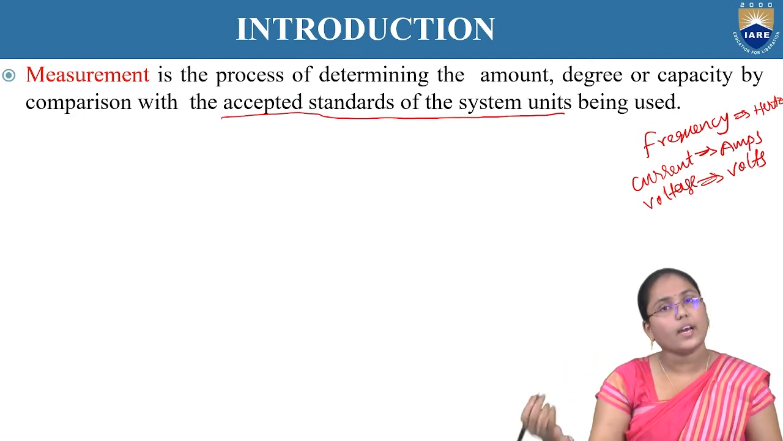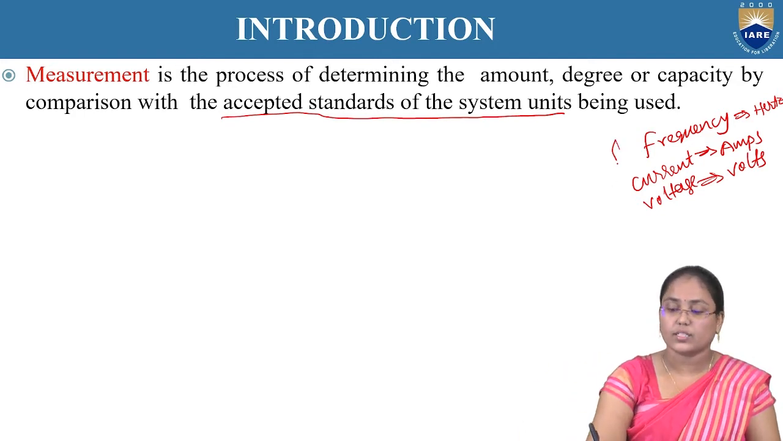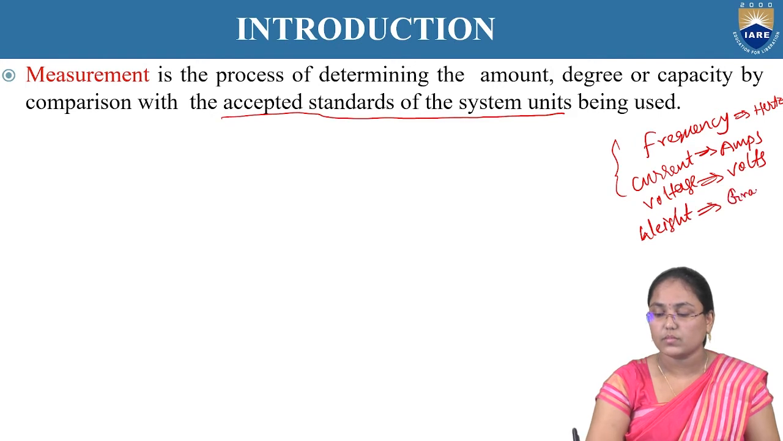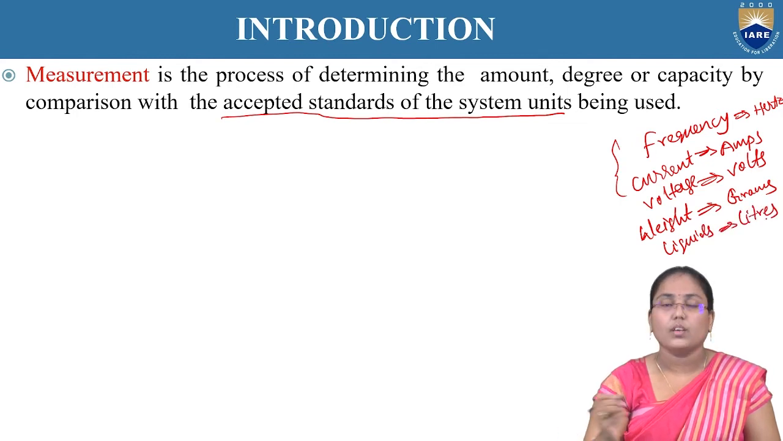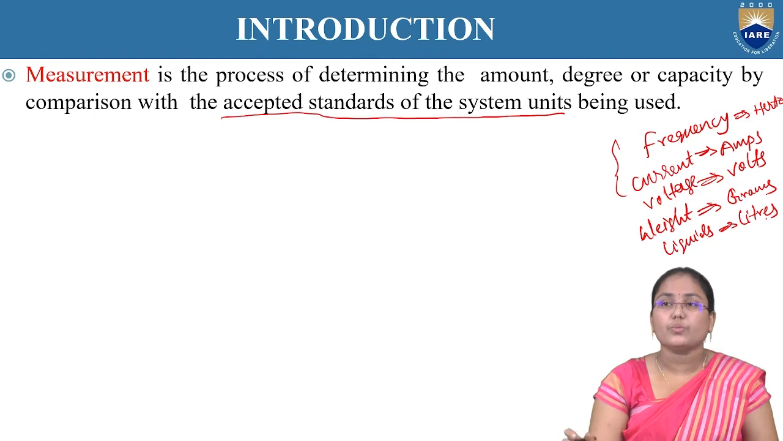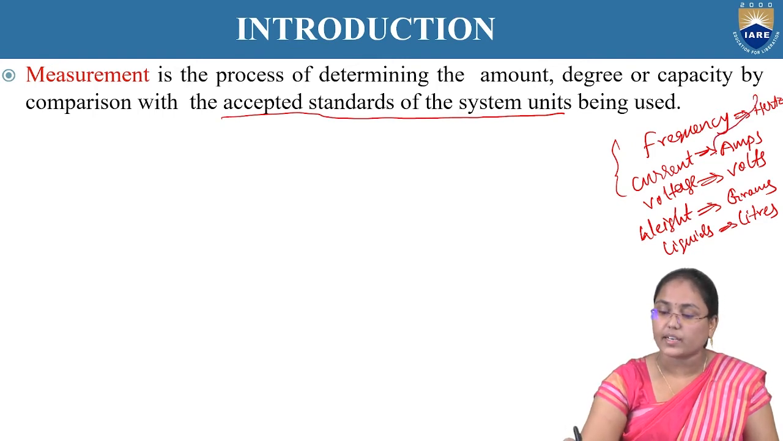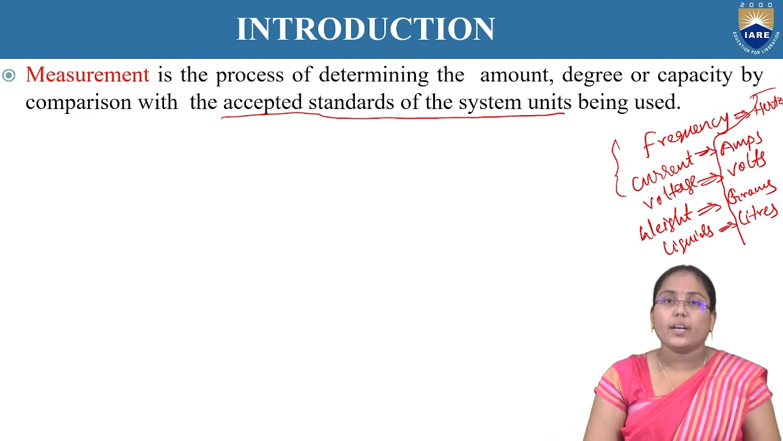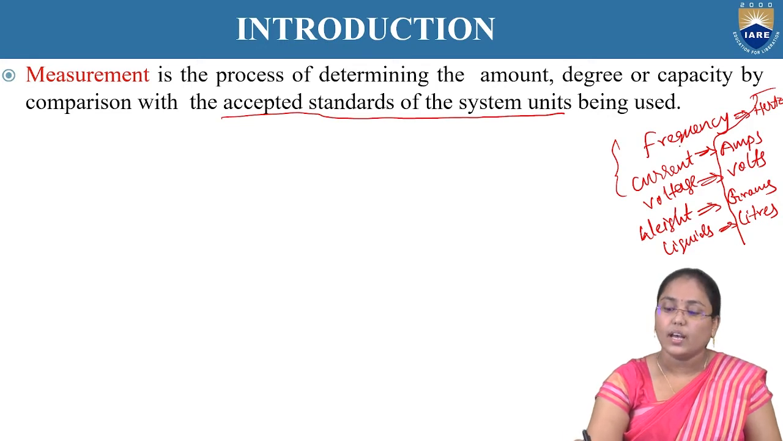In other systems also, these are electronic systems, for example, and normal common systems also. If we are measuring a weight, then it has to be in grams or kilograms. And if we are measuring any liquids, it has to be in liters. Looking at this, these are accepted standards. Previously we used to have MKS, CGS systems. But these are the accepted standards of the particular measurement.